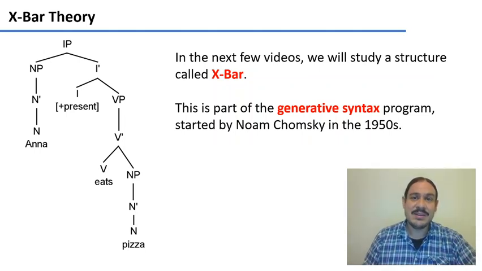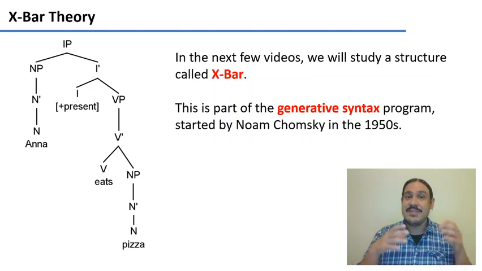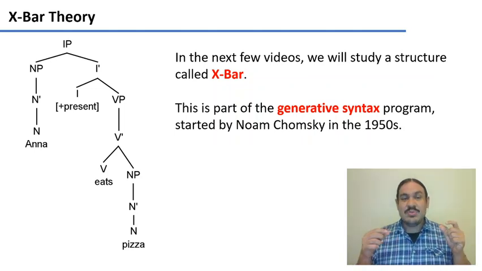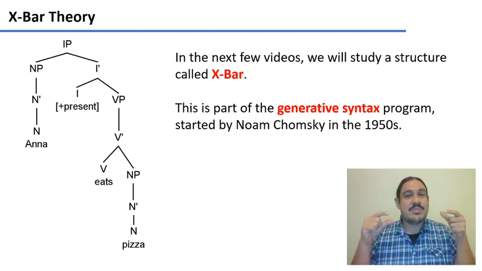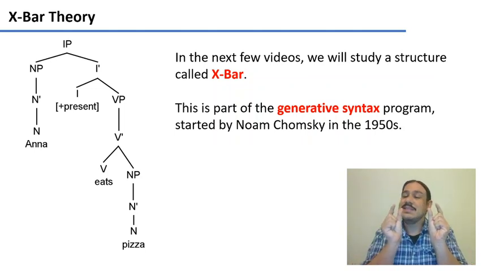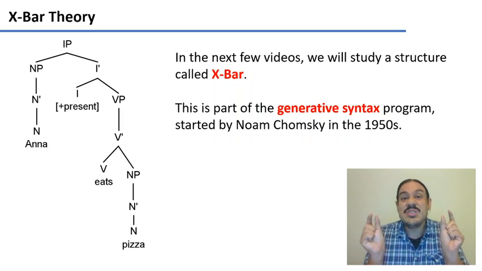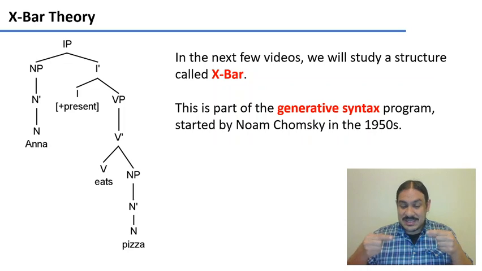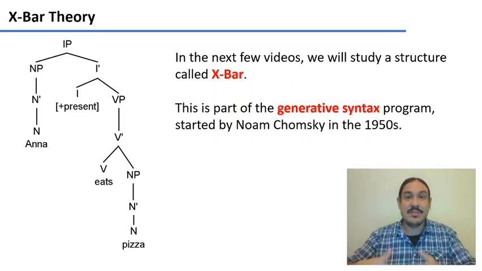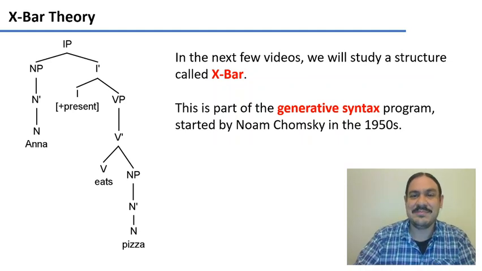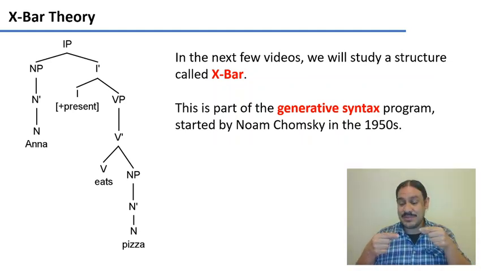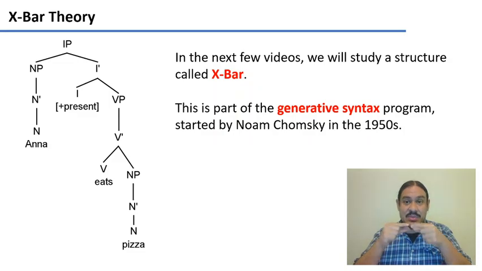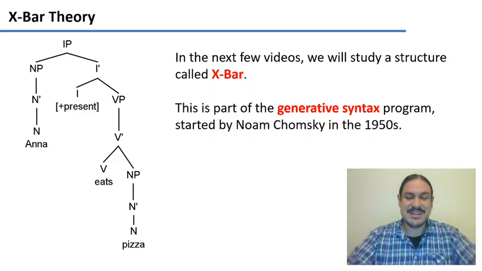It was started by a linguist called Noam Chomsky in the 1950s, and at the heart of this program, there's the idea that if you use just a very limited number of small components, like noun phrases, verb phrases, prepositional phrases, and you combine them and recombine them, you can use this finite number of phrases to create an infinite number of possible sentences. That's why it's called generative, because from this limited number of resources, you generate an infinite number of sentences.